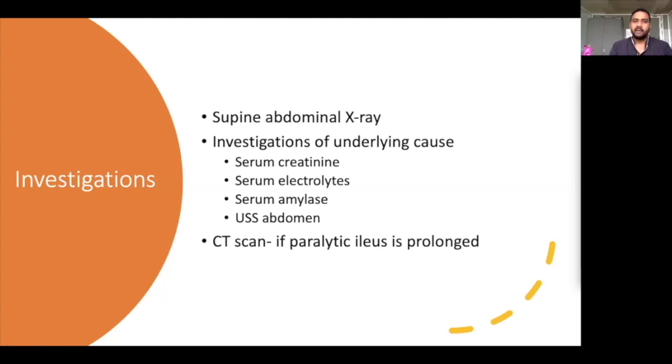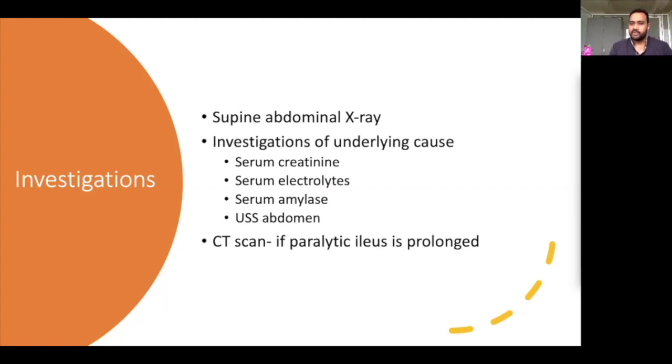Second, we have to investigate the underlying cause, right? Why this patient is having a paralytic ileus. That is why we have to do investigations. If you recall what I have mentioned earlier, we divide the causes into systemic causes as well as localized causes. To detect systemic causes, you have to do a serum creatinine and serum electrolytes, because I have told you uremia as well as hypokalemia are the common systemic causes for paralytic ileus. So we have to check the serum creatinine as well as serum electrolytes.